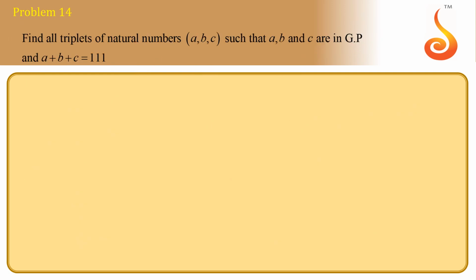Okay, find all triplets of natural numbers A, B, C such that A, B and C are in GP. A plus B plus C is given as 111.